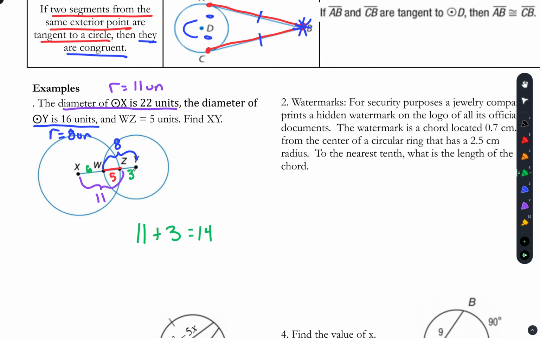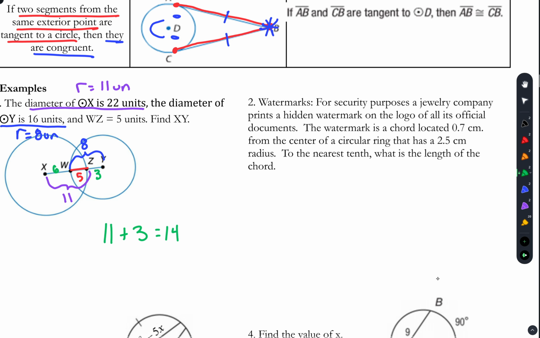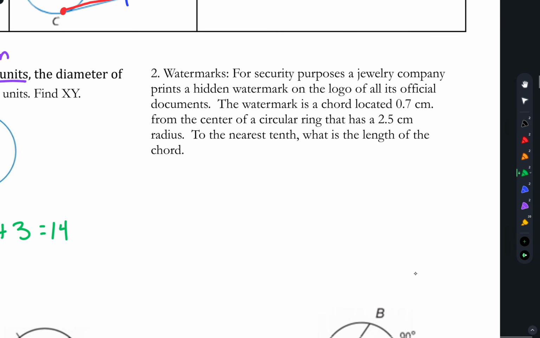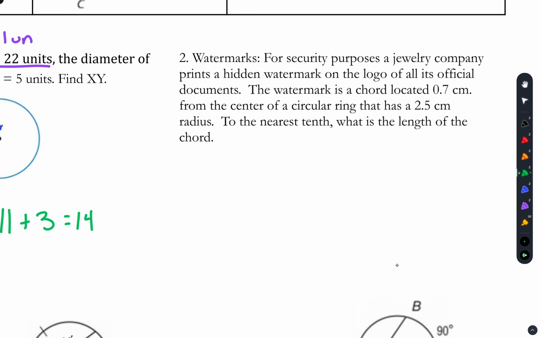Okay, a bunch of different ways we could have filled that in and done it, but 14 units. Anybody have questions on that? Okay, they love to give you these word problems where we do not have a picture drawn. So we are going to draw our little watermark from this jewelry company, which is a circle. I don't know what their watermark is, but it's got a circle in it.